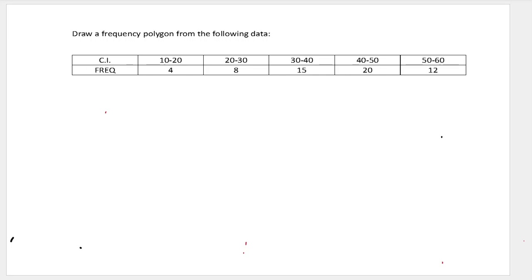We solve the following problem. Draw a frequency polygon from the following data. Now to solve this problem, we need to do the first step, which involves finding the class mark and writing it against frequency. The class mark is like the midpoint of each interval.